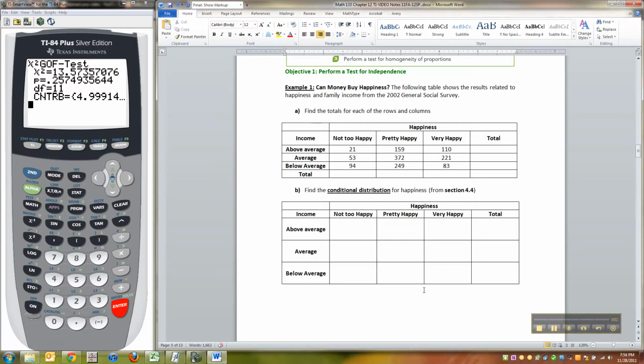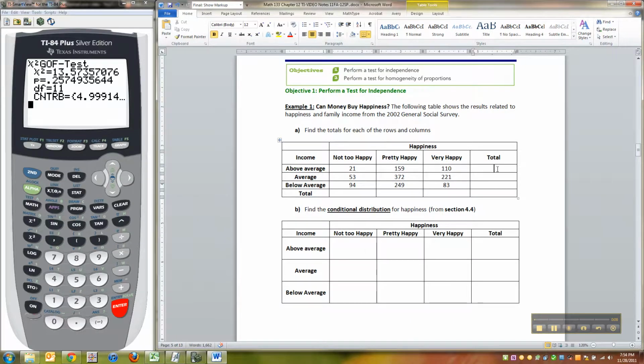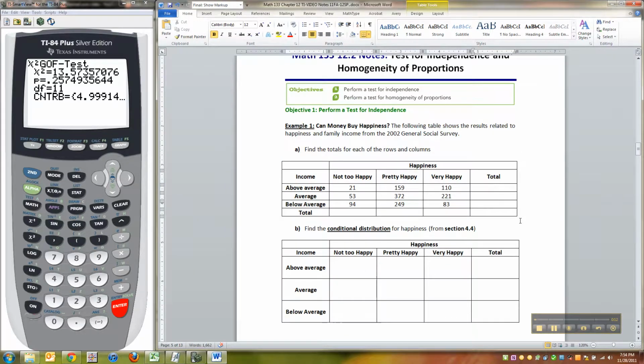So now we're back for some more chapter 12, and in this test I'm going to be testing for independence of proportions, which is very much related to the same questions we were asking in chapter 5 about whether independence existed in the contingency tables that we had.